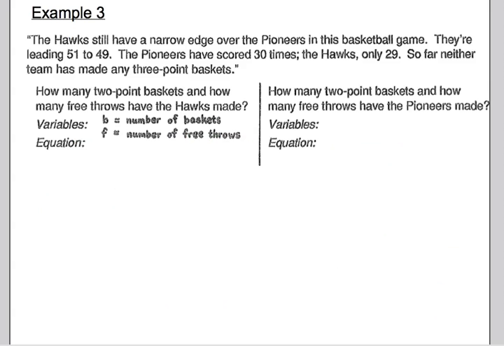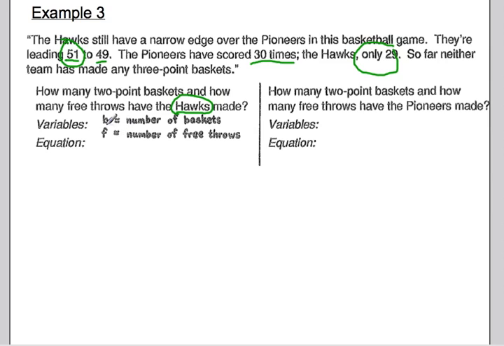The next word problem, basketball problem. So we have numbers for the scores of the Pioneers and the Hawks, and we have a number for how many times they scored. So that's how we're going to set up our two equations. The first question asks you how many free throws have the Hawks made. Okay, so we're going to use the amount of times the Hawks scored and the score of the Hawks, which is 51.